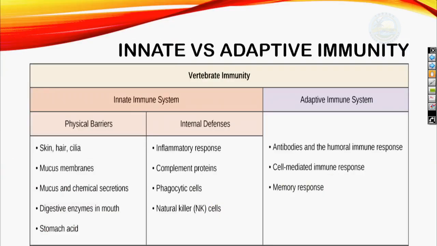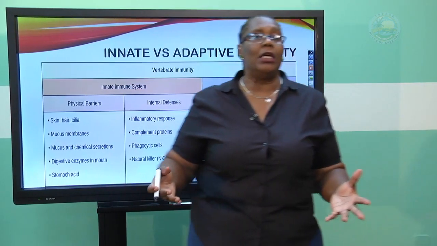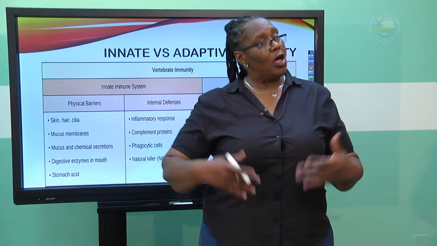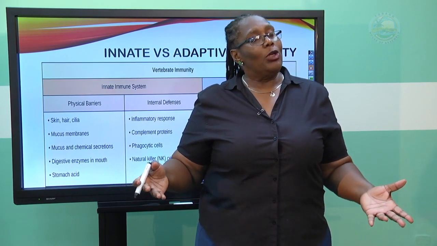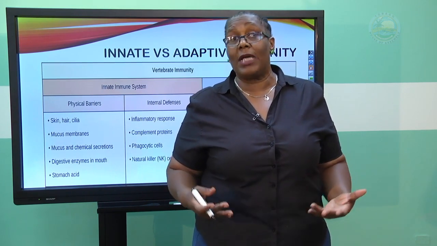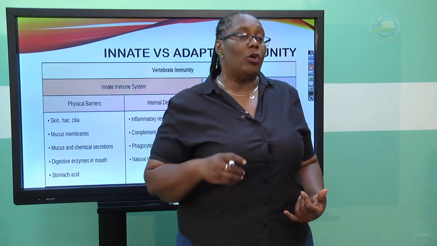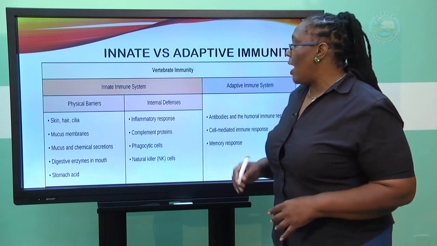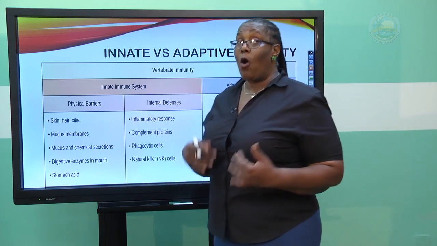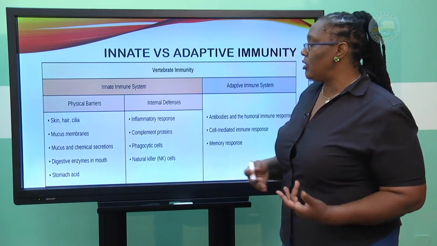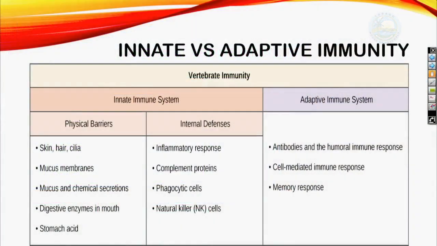Now, you were born with certain things. Sometimes you hear people say, that is innate to him. That is how he is. He can't change. Innate simply means something you have from birth, something you always had with you. So when we look at your innate immune system, we are looking at things you were born with, you had from birth. And you have some things that are physical or chemical, and you also have some things that are internal.